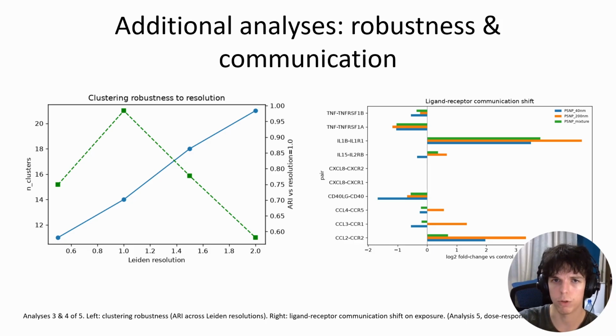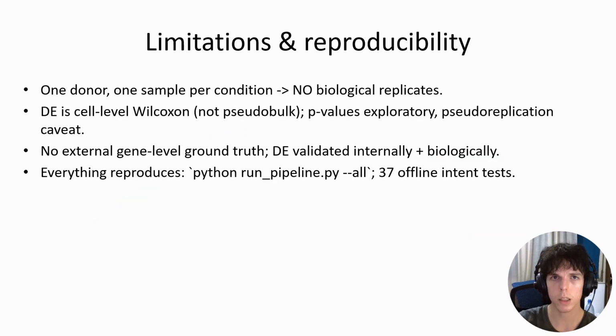The fifth analysis, dose response, I just showed on the earlier slide. And finally, to be clear about the limits, 1 donor, no replicates means the differential expression is done per cell and is exploratory with a pseudo-replication caveat. There is no external gene level reference, so I validated the results internally and biologically, but everything reproduces from the repository with a single command of the full test suite.